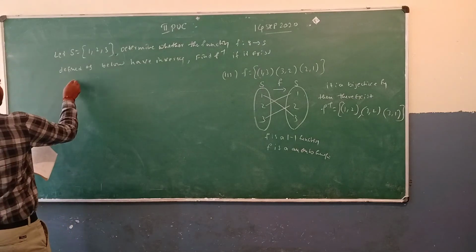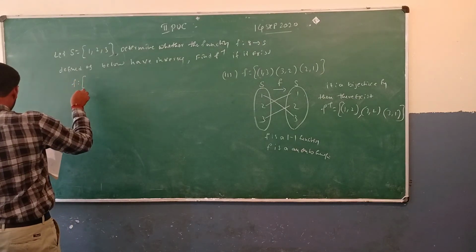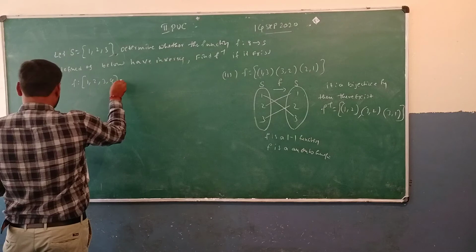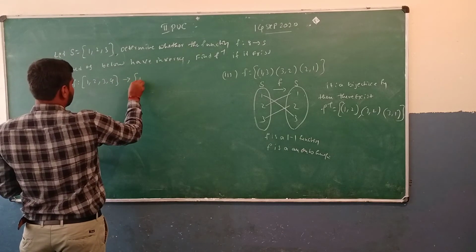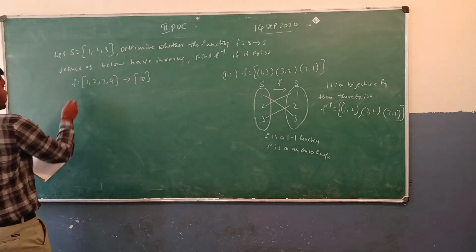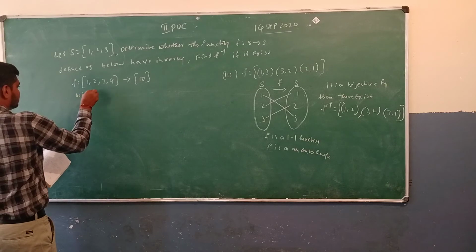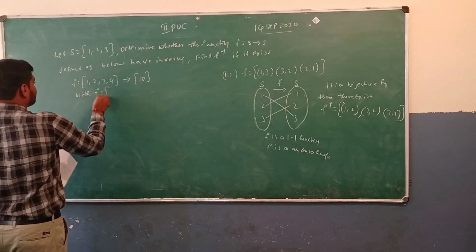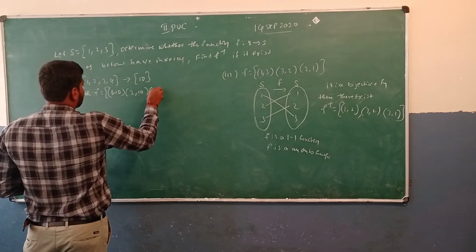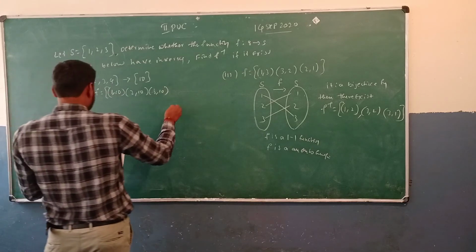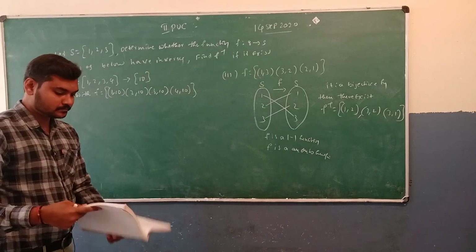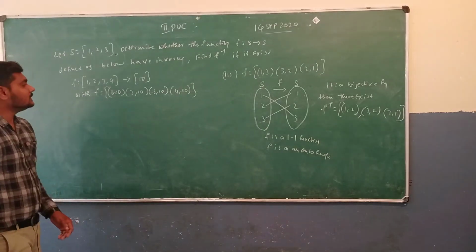So the next one: f from {1, 2, 3, 4} to {10}, with f equal to {(1, 10), (2, 10), (3, 10), (4, 10)}. Is it a function which is one-one or onto?